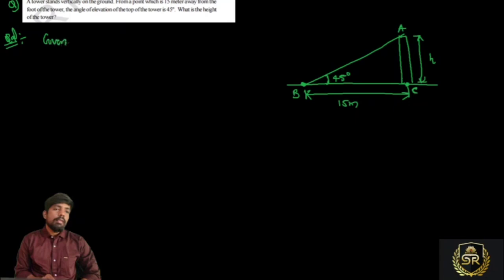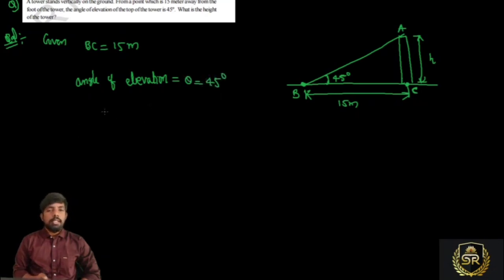Now the given data. Given BC is equal to 15 meters, and the angle of elevation theta is equal to 45 degrees. Now what is asked? The height of the tower. Height of the tower is equal to h. We don't know this.